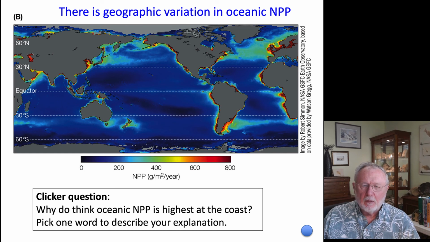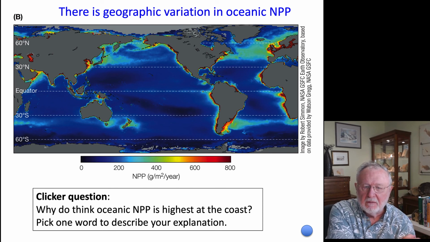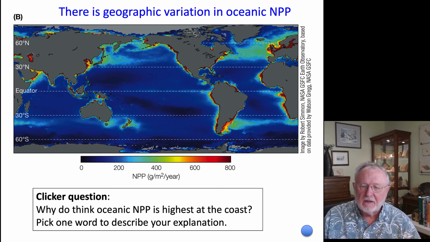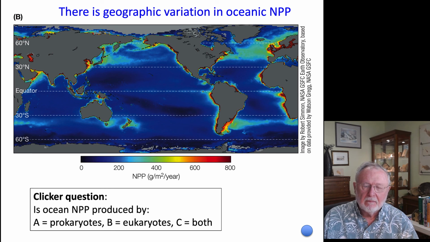Now the clicker question is, where do you think oceanic NPP is highest? Why do you think oceanic NPP is highest at the coast? Pick one word to explain your decision. Second clicker question, is NPP produced by prokaryotes, eukaryotes, or both? The answer is C, both.